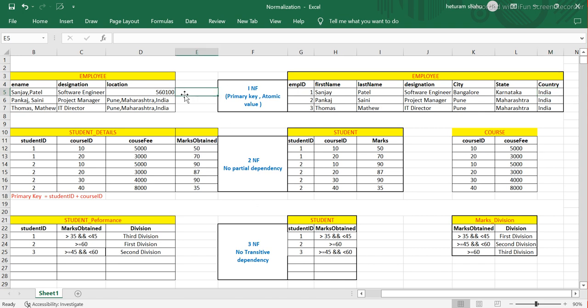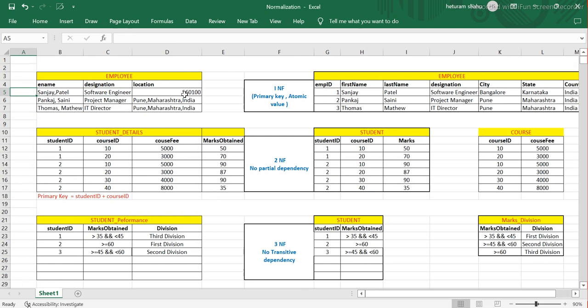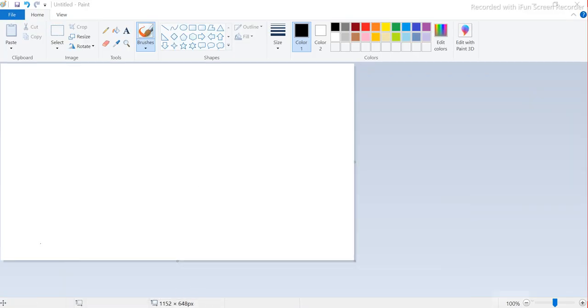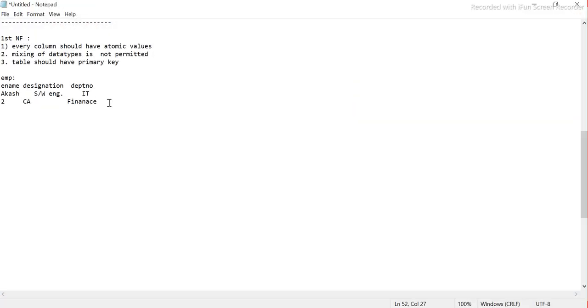All right. So let's move to the second normal form, guys. What is second normal form? Second normal form says that there should not be partial dependency. What does it mean by partial dependency?